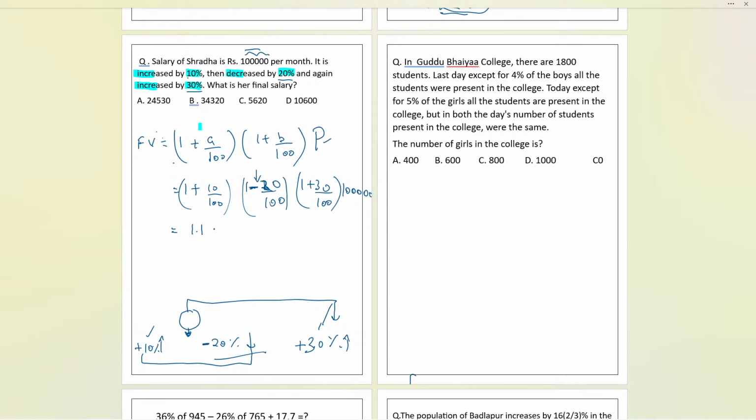But now in this case, 1.1, or we can say 11 by 10. If you solve it, here it will be 8 by 10, and then here it will be 13 by 10. Multiply with 1 lakh like this. You can easily calculate this part, and we can get the final answer. I hope it is now clear to everybody.